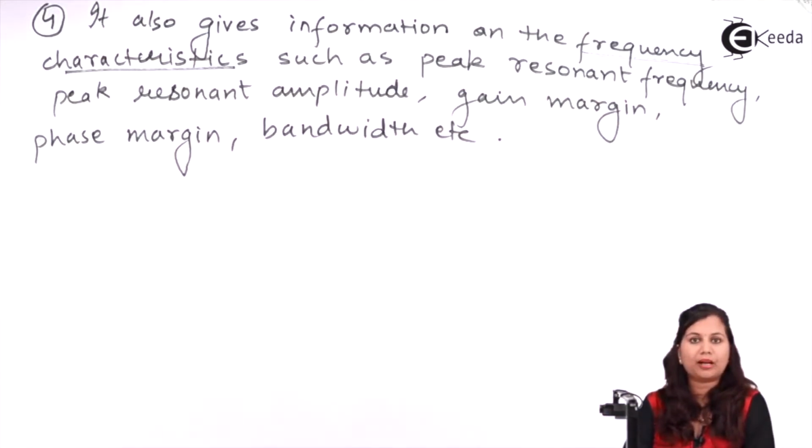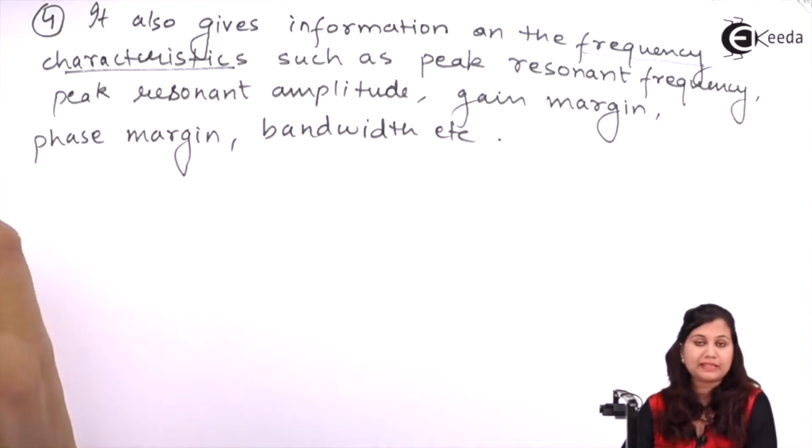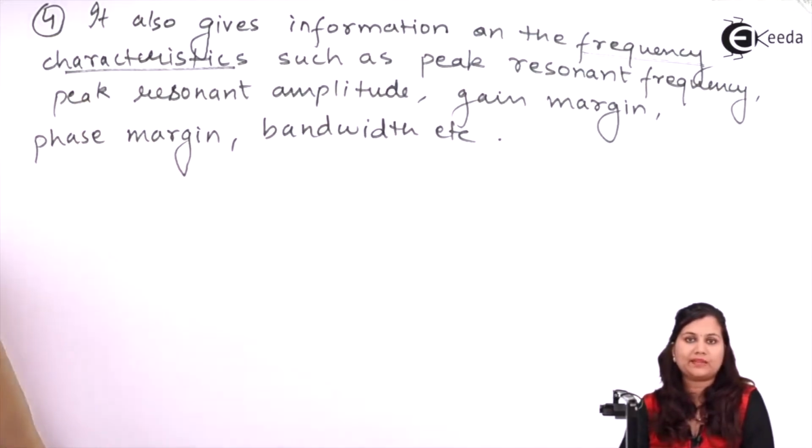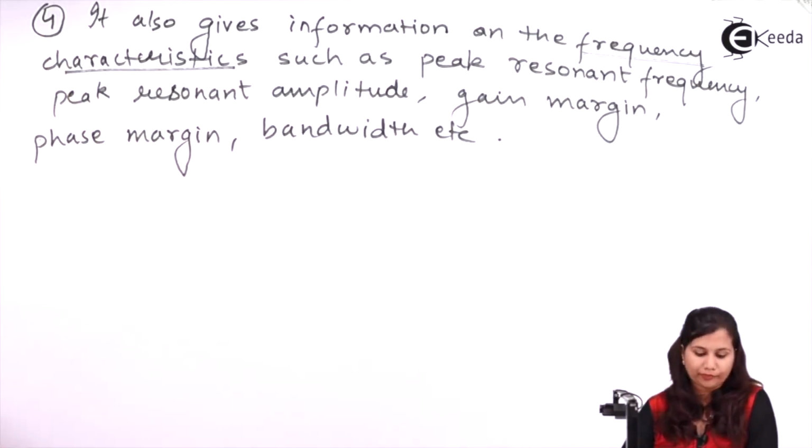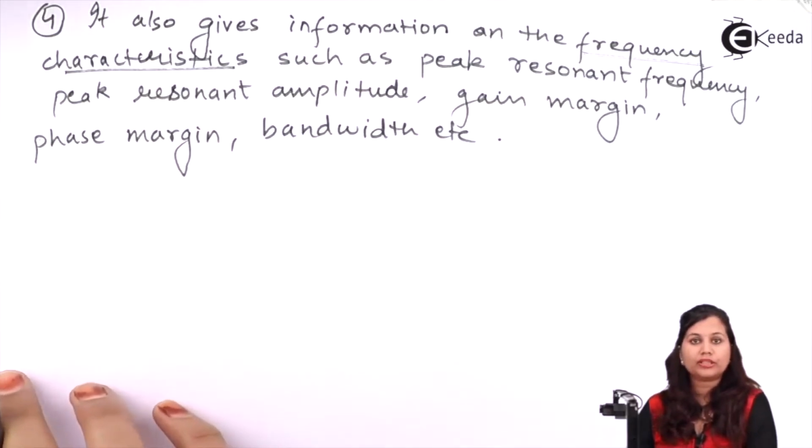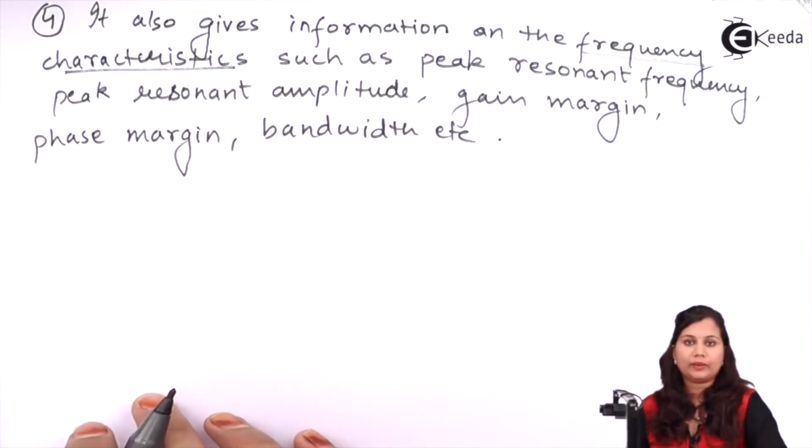gain margin, phase margin, bandwidth. So all these specifications, frequency domain specifications, can be obtained from the Nyquist plots. So these were the advantages of the Nyquist plot.